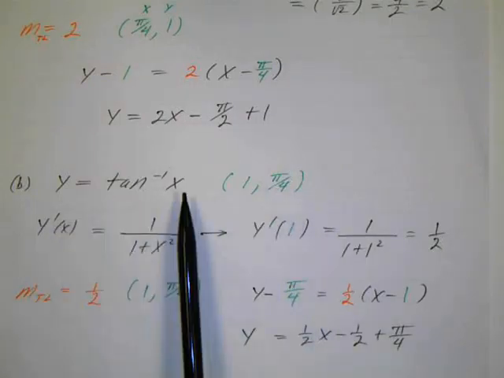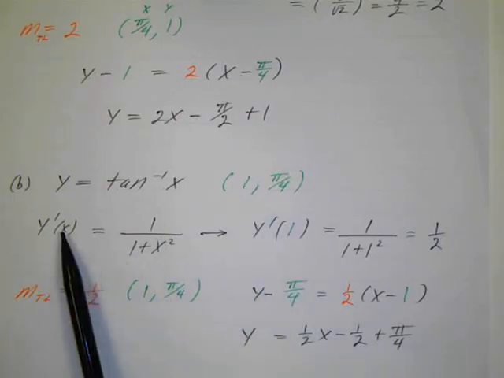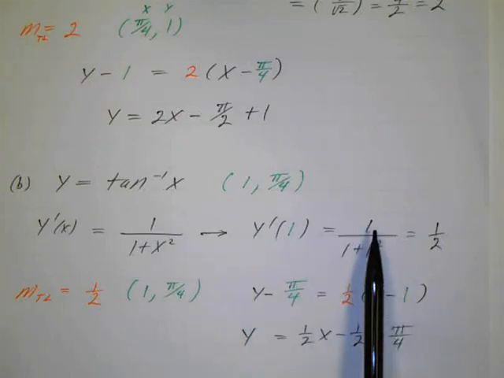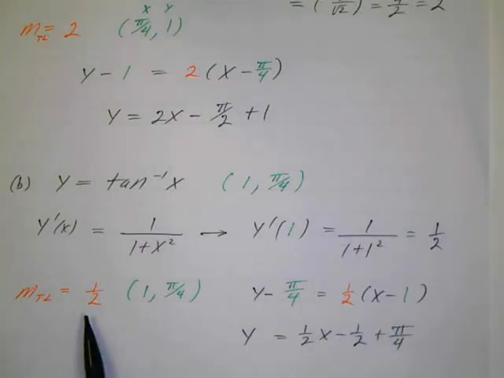So remember, the derivative of the inverse tangent of x is just 1 over 1 plus x squared. And then we put 1 in to evaluate this at 1. So that's just 1 over 1 plus 1 squared. 1 squared is 1. 1 over 1 plus 1 is 1/2. So there's your slope. There's your point.